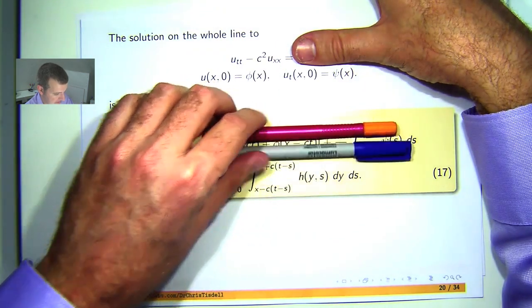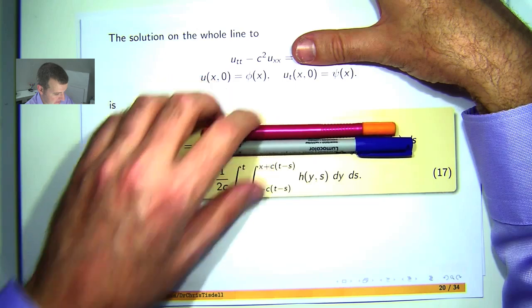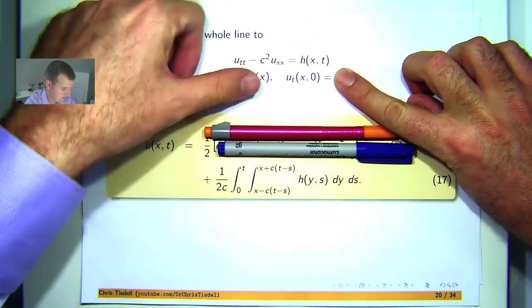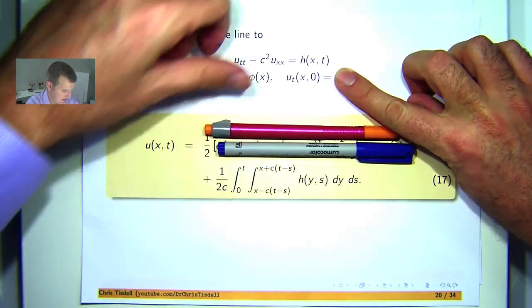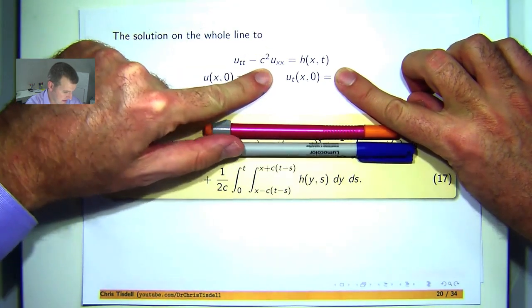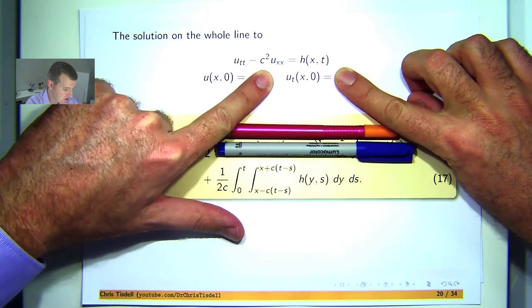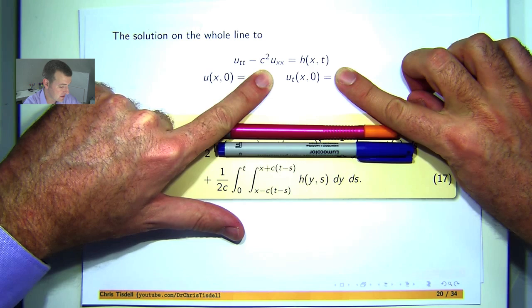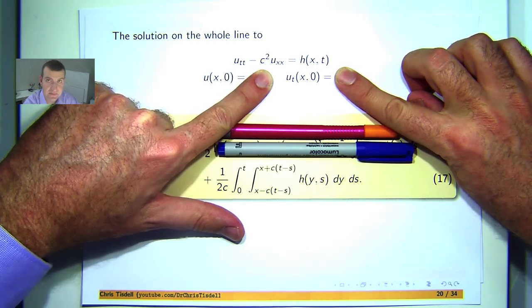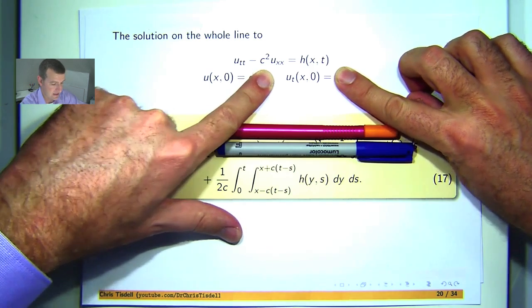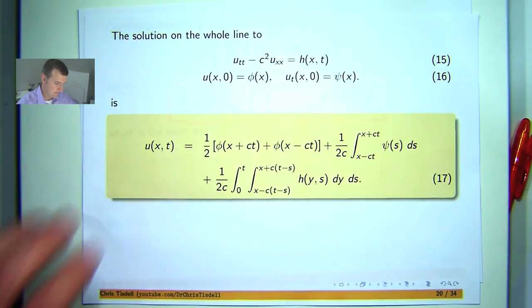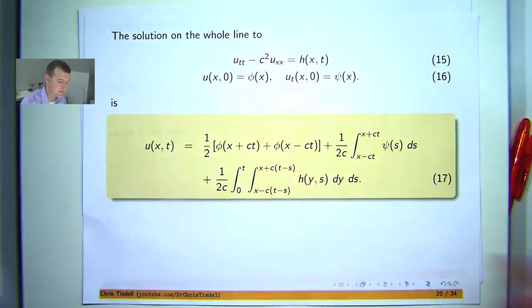Now, if I cover this up and cover those up, so imagine phi and psi are 0, then what you can see here is a solution to the non-homogeneous problem with 0 initial position or displacement and 0 initial velocity. Adding those two types of solutions together gives you the solution to the whole problem, 15 and 16.